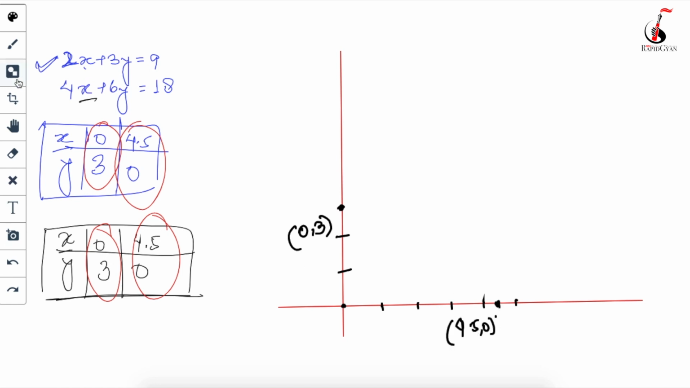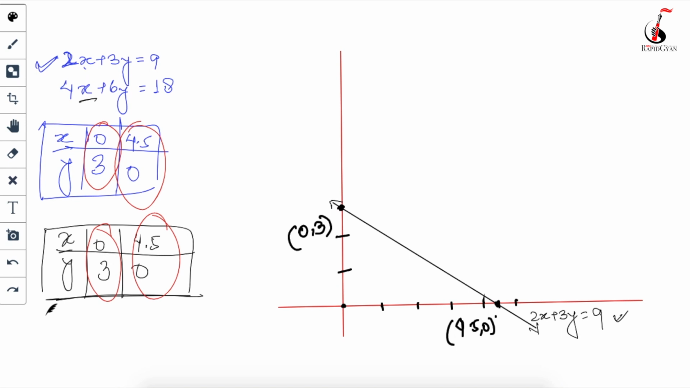So now what will I do? We will draw the line, correct? So I am going to draw the line. So your line will go something like this, correct? So this is the equation. Which equation, beta? This is the equation, I will say 2x plus 3y is equal to 9, correct?